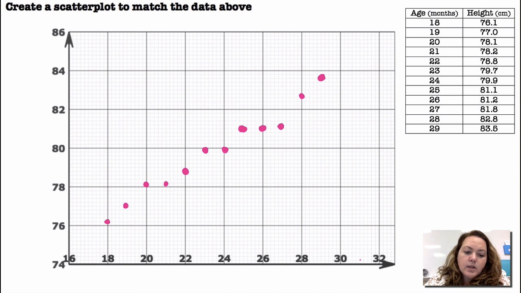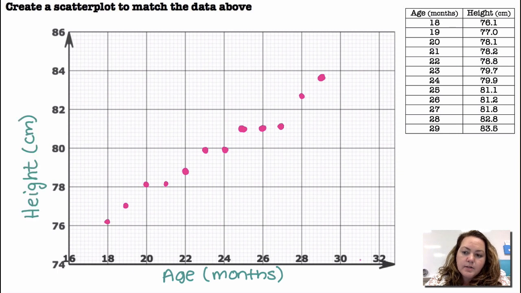Now this looks great, but we need to label our axes. Our x-axis is age in months, and our y-axis is height in centimeters. So there's our scatter plot, and you can see that there is a positive trend. As they get older, they are getting taller.